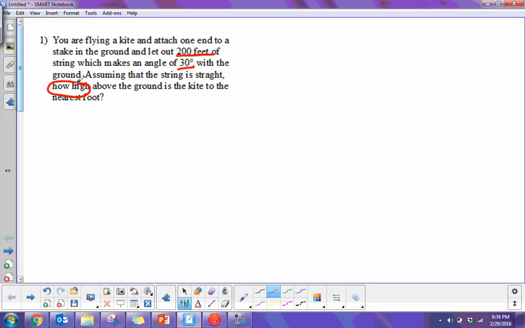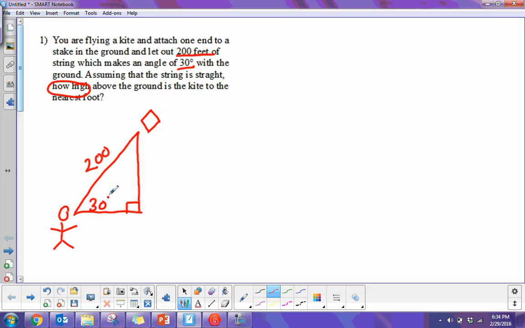So if we go ahead and draw this, we're going to have a right triangle. And they told us that they let out 200 feet of string. So imagine you're standing here on the ground. You have your kite in the air. And you let out 200 feet of string. And then it tells you also that it makes an angle of 30 degrees with the ground. So we have a 30 right in this corner down here.